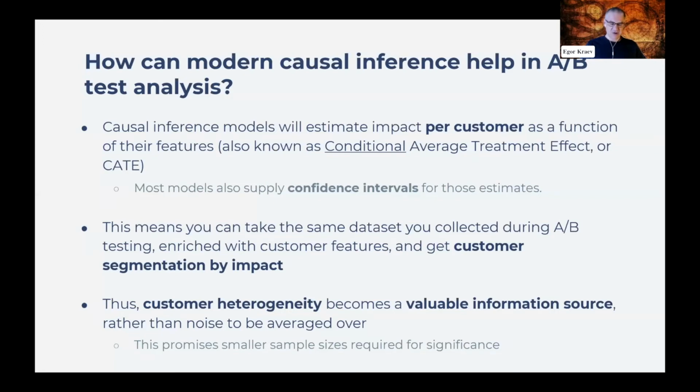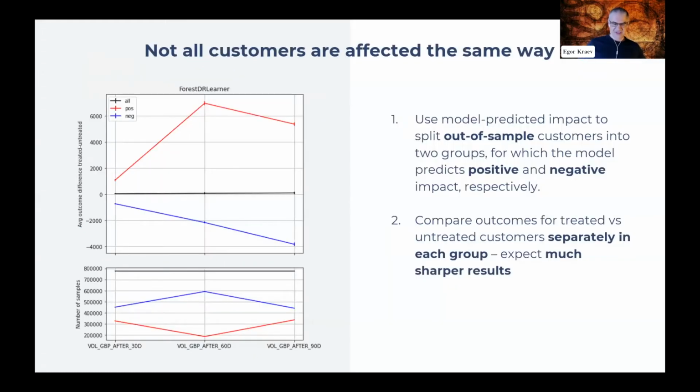This means that all you need to do is to take this very same precious data set you collected during the A/B test. Then you enrich it with customer feature vectors, throw causal inference at it. And what you get is customer segmentation by impact. So now the customer heterogeneity becomes data that you learn from, and not just noise to be averaged over. Here you see an example.